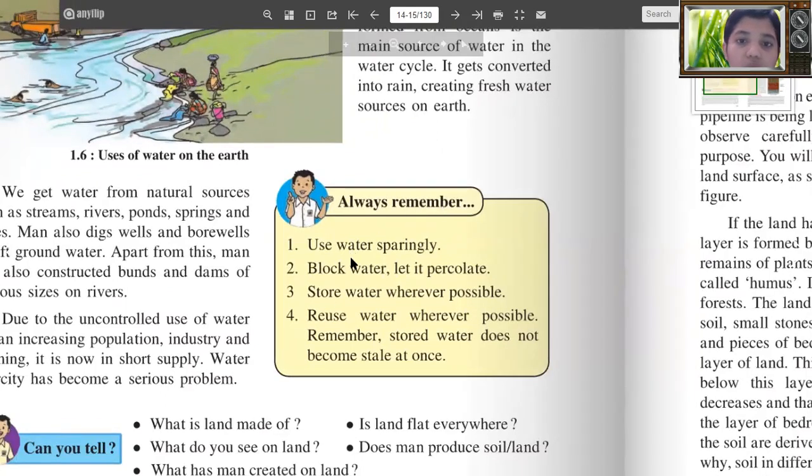Always remember, use water sparingly. Block water, let it percolate. Store water wherever possible. Rescue water wherever possible. Remember, stored water does not become stale at once.